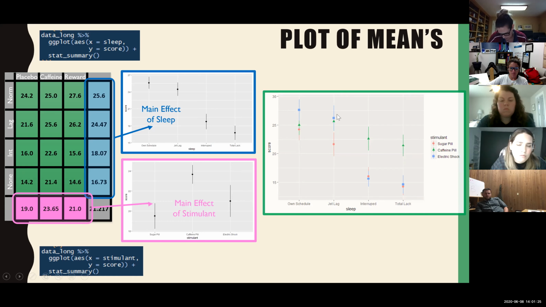And this is called an interaction means plot, when you have 2 different things going on here. So the way I did it is I have one of my variables on the x-axis, and the other variable I chose to do different colors and shapes. Now, if we look at this above this first x-axis point, this is own schedule sleep. All 3 of those points are high, right? Which stimulant group does the best when they're on their own schedule of sleep?